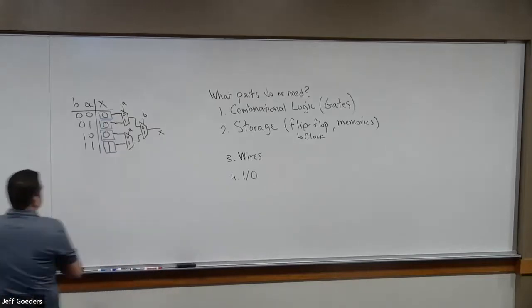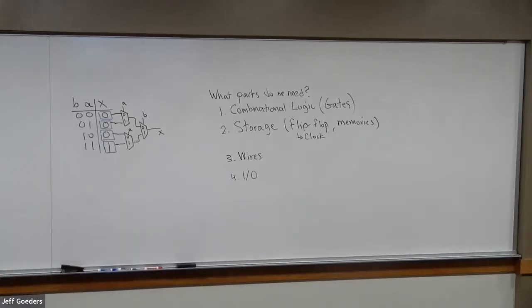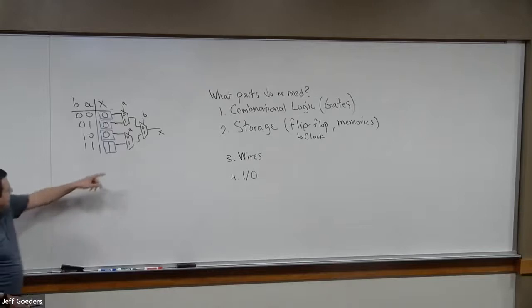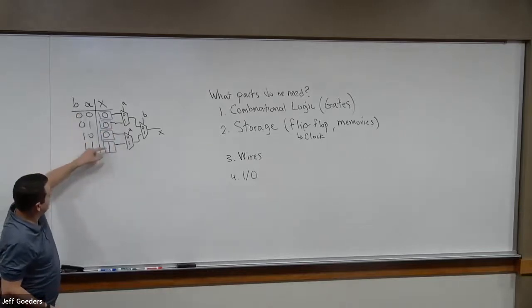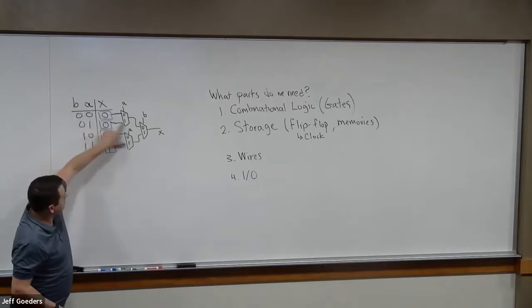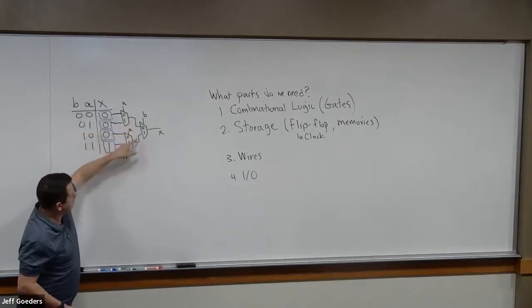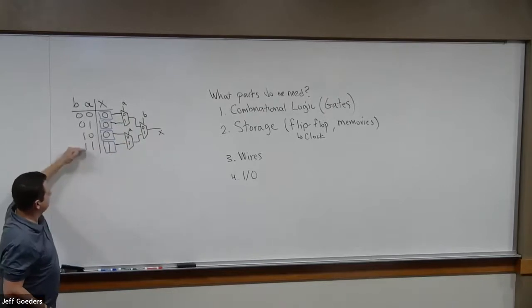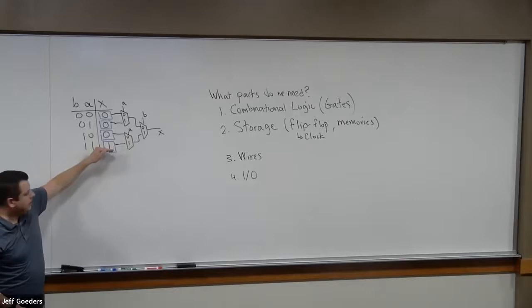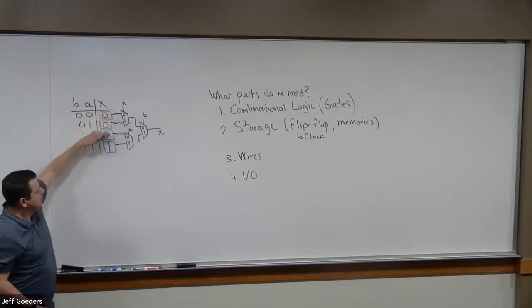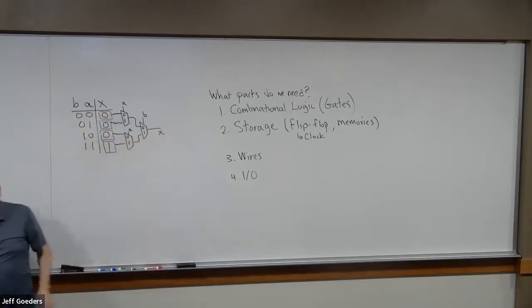Do you believe me? It works that way. Let's test it out. If they're both one, then these two make it through the first stage, and then we choose the bottom one. So if the inputs are 1, 1, we're going to choose from this memory. Any other combination of inputs, a 0 will get connected out to X. So sure enough, this circuit will build an AND gate.